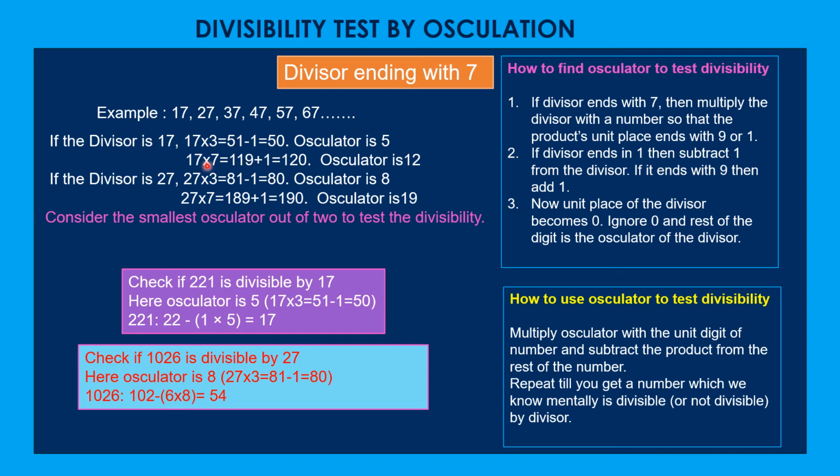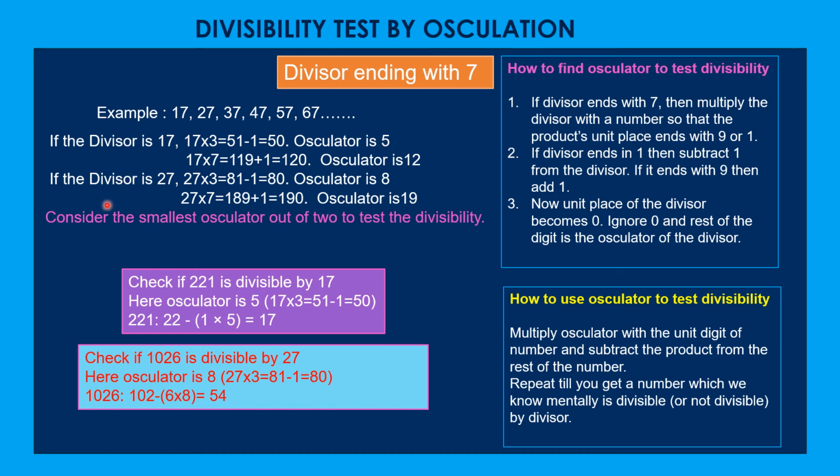When you do 17 times 7, you get 119. In 119 plus 1 is 120. So your oscillator is 12. Again, when your divisor ends with 7, then you have two oscillators, that is 5 and 12. But you are going to consider the smallest oscillator, that is 5, to test the divisibility.